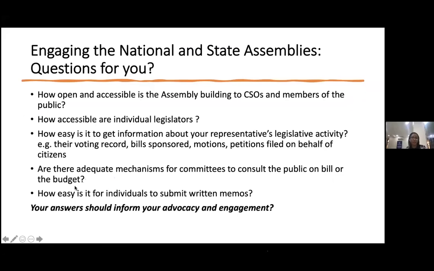Then questions for you. So again, I'm throwing it back. I think this is my last slide. If you are doing legislative engagement, how open and accessible is your assembly at your state? How accessible are your individual legislators? How easy is it to get information about your reps' activity? Do you know their voting records, bills sponsored, motions, petitions filed on behalf of citizens?